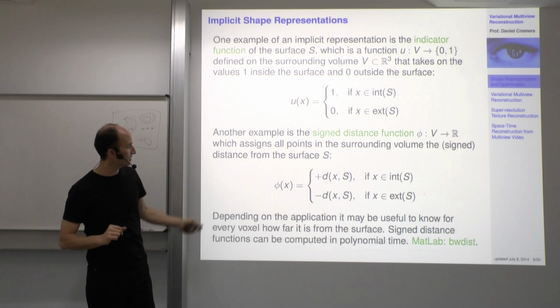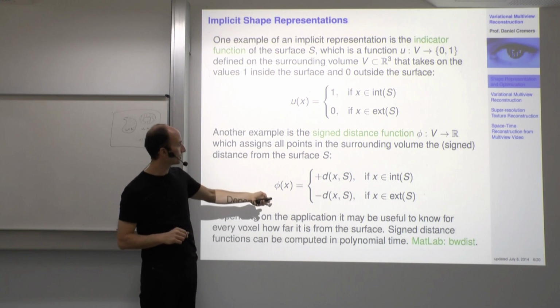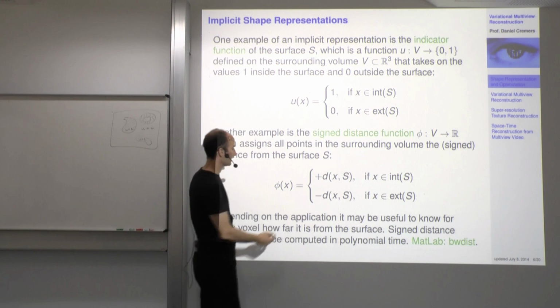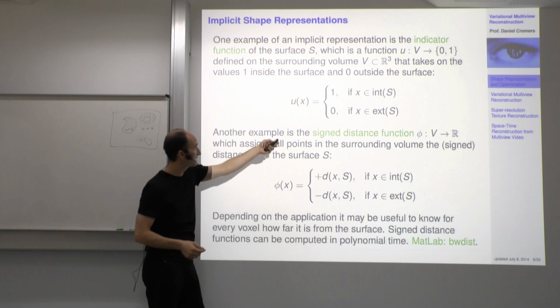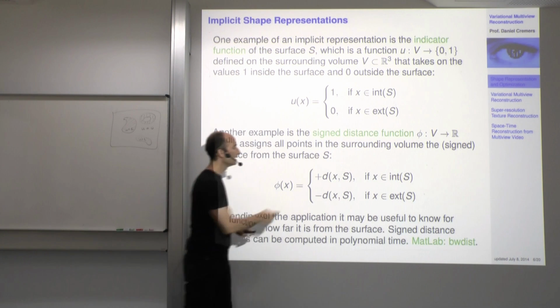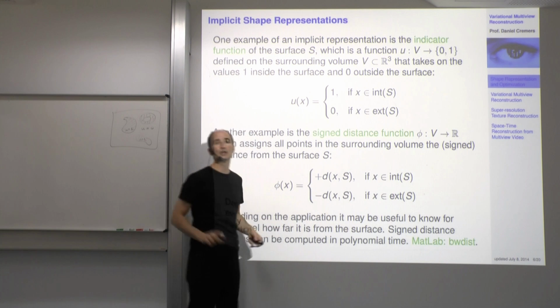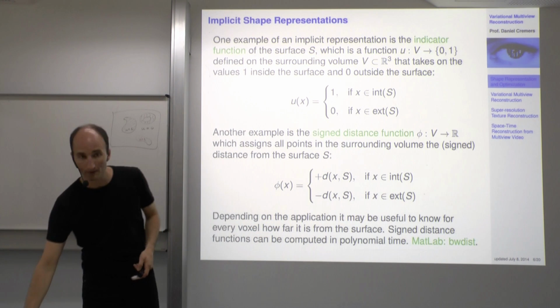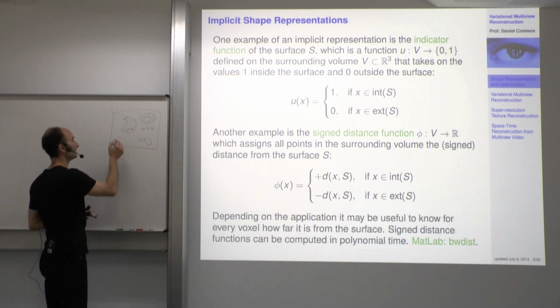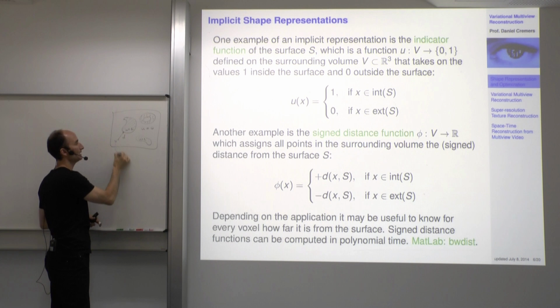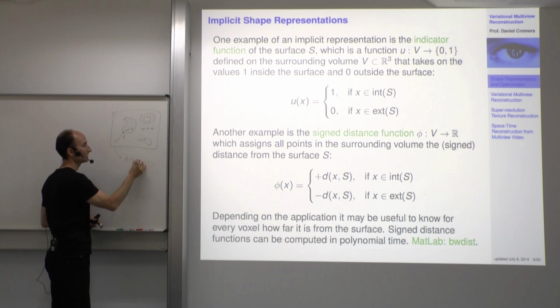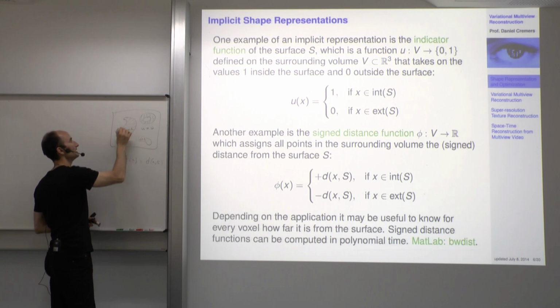Another implicit representation that is quite popular is the so-called signed distance function, where you exploit the fact that rather than assigning just 1 or 0 inside and outside, you can assign positive and negative values that will tell you how far you are from the curve or from the surface. Meaning, for a point X here, I will compute the distance to the closest point on the shape, d, and then I will assign to this point, phi of X, this distance d of x and S.